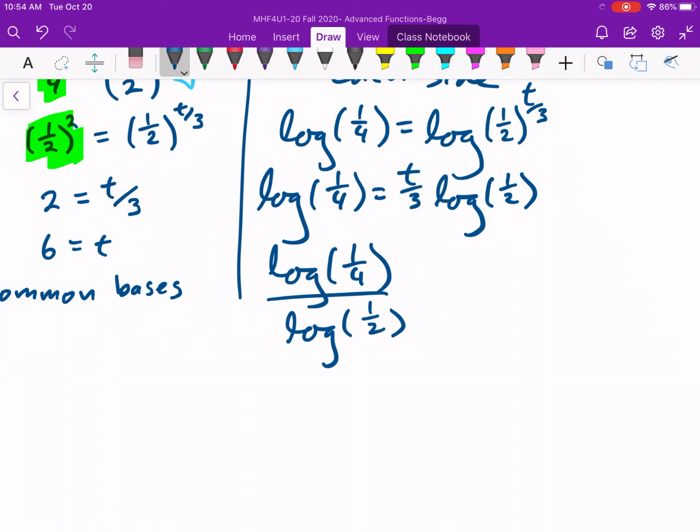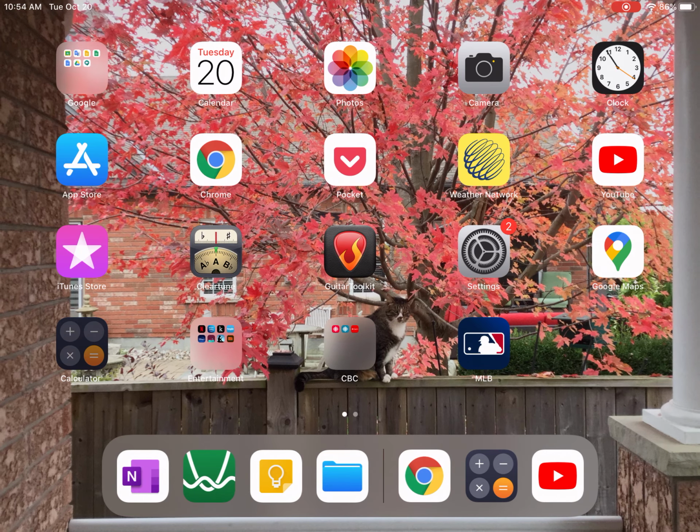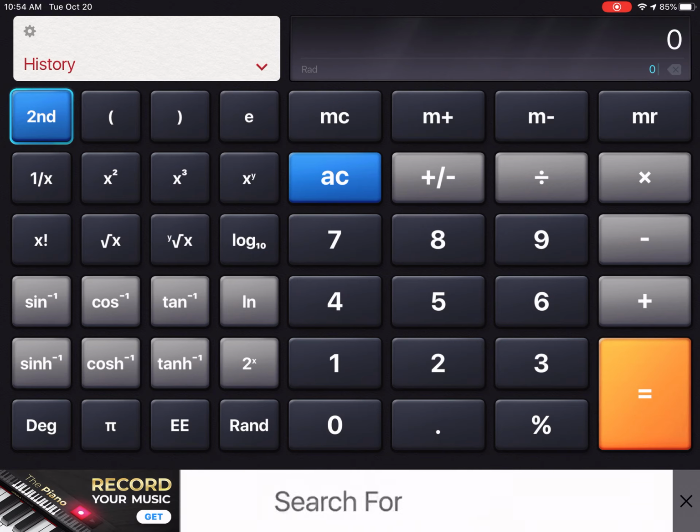And I could multiply, again, let's highlight, that's where that came from. I could also multiply both sides by 3. And if I do that, then I've isolated t, so I just have to type this into my calculator. Assuming my calculator starts. There it is. All right.